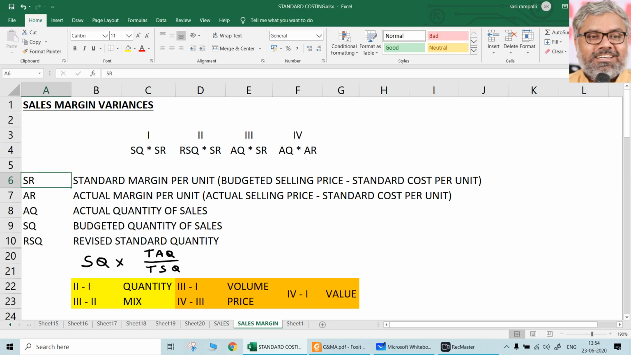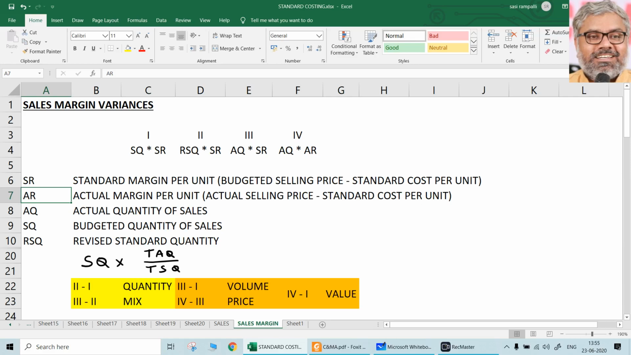That is SR. How to get that? Budgeted selling price minus standard cost per unit. Standard cost per unit normally will already be there, as we have discussed in many questions. Budgeted selling price will already be there. The company will have its own estimate of the selling price. So budgeted selling price minus standard cost per unit gives us standard rate of profit margin per unit. AR is actual margin per unit.